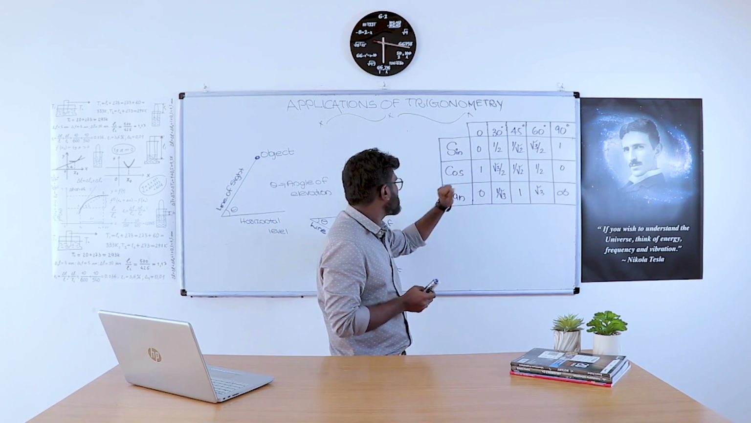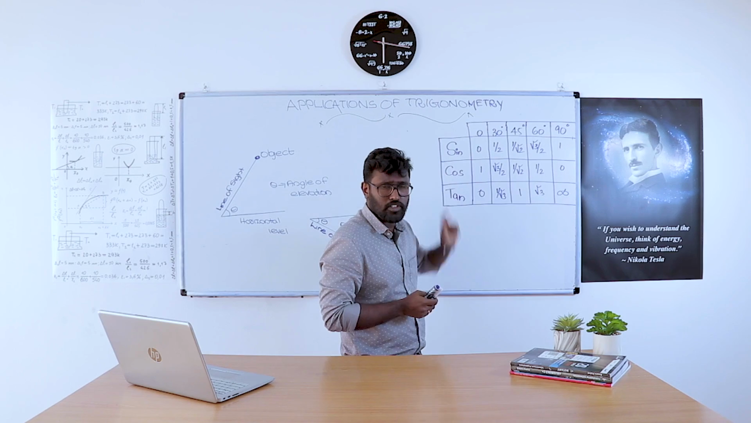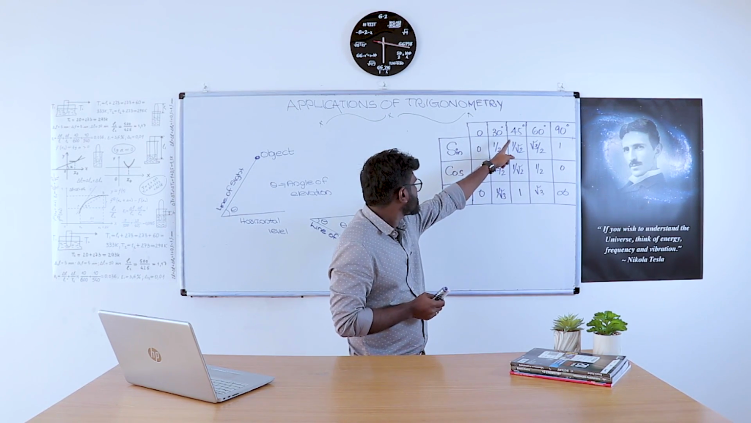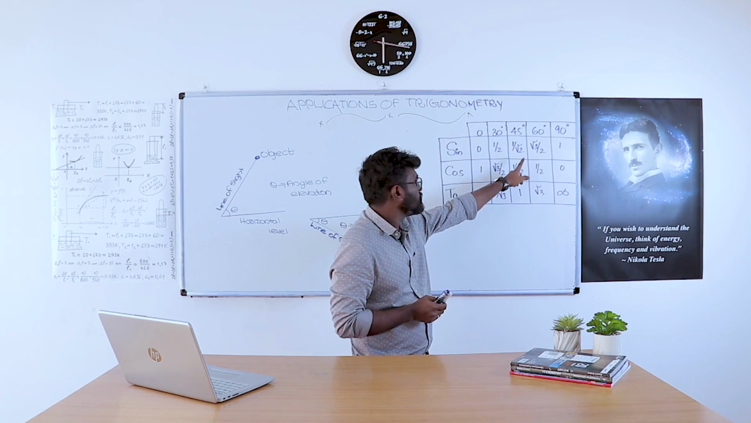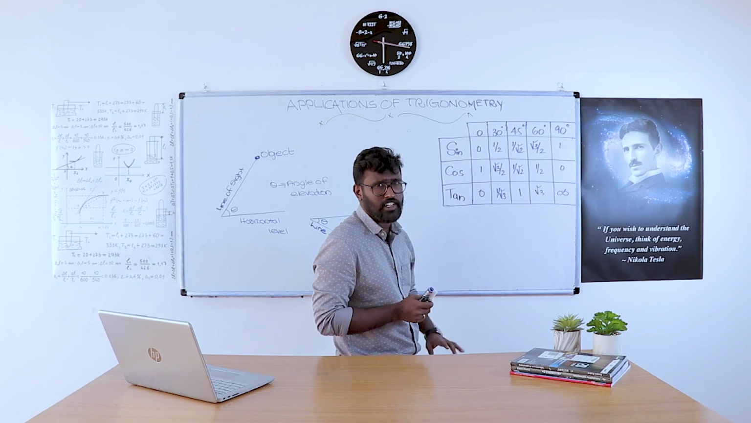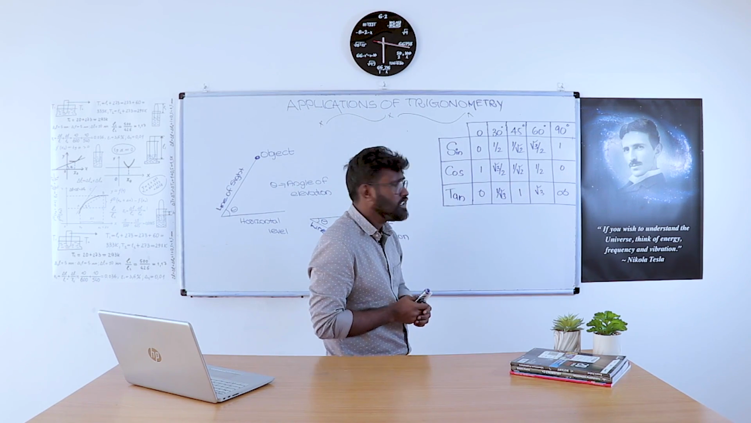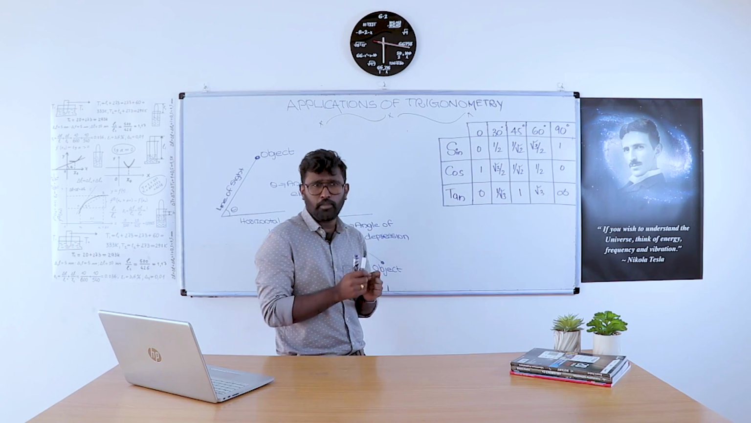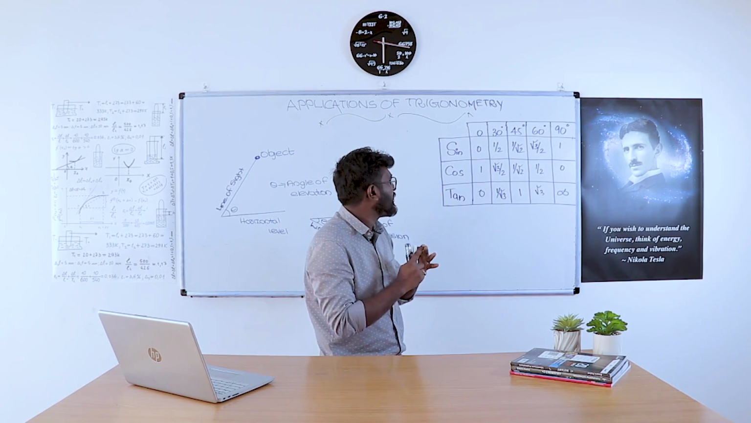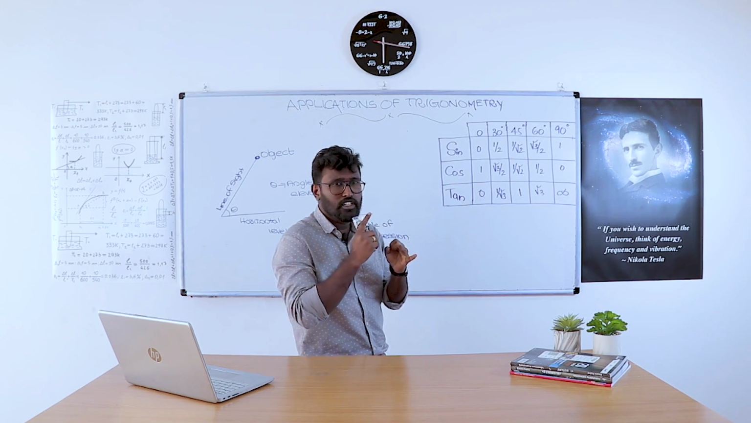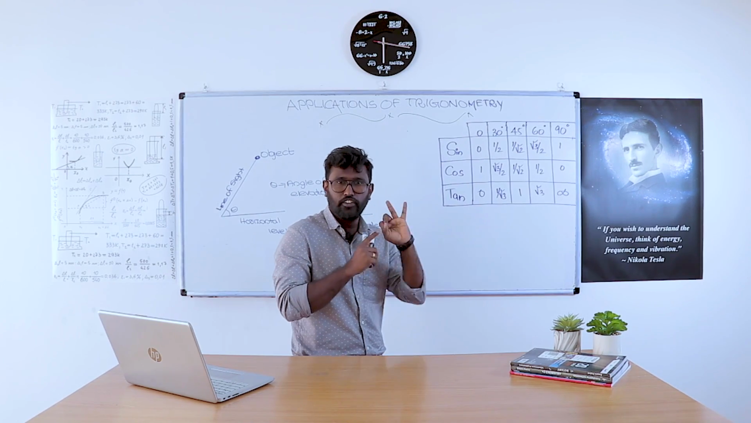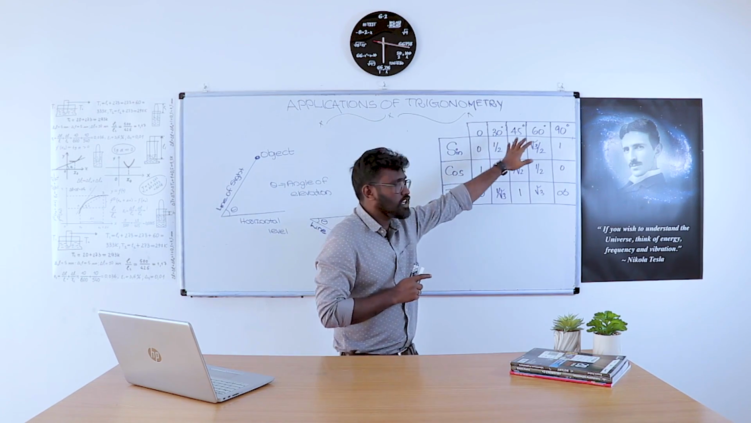First of all, the value of sine 0 is 0. Sine 30 is 1 by 2. Sine 45 is 1 by root 2. Sine 60 is root 3 by 2. And sine 90 is 1. It is in increasing order, right? So 0, 1 by 2, 1 by root 2, root 3 by 2 and 1, for the angles 0, 30, 45, 60 and 90.